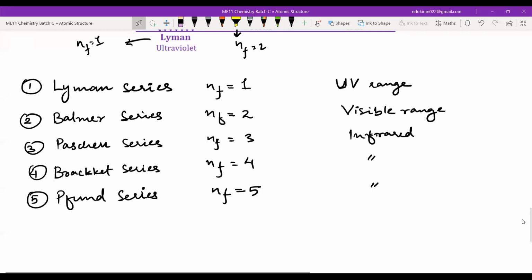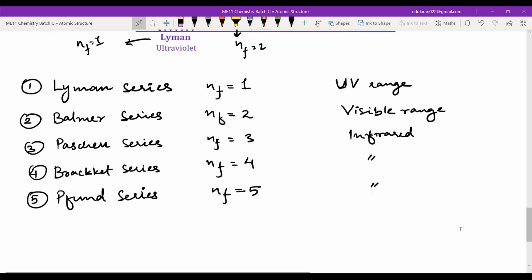So you just have to remember the final position of the electron, the final shell of the electron. The initial can be anything greater than the n final. So for Lyman series, the n final will be 1. The initial can be 2, 3, 4, 5, 6, and so on. And similar is the case for Balmer, Paschen, Brackett and Pfund. Everyone done? Yes, sir.